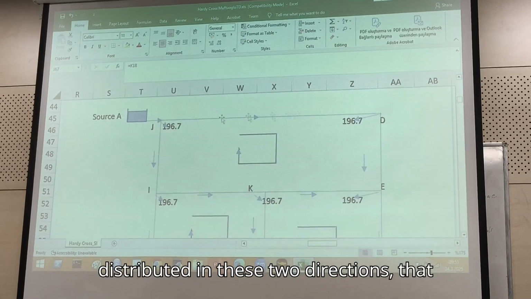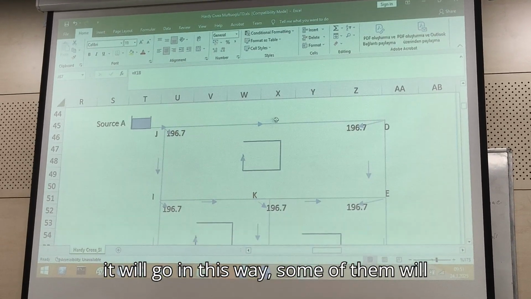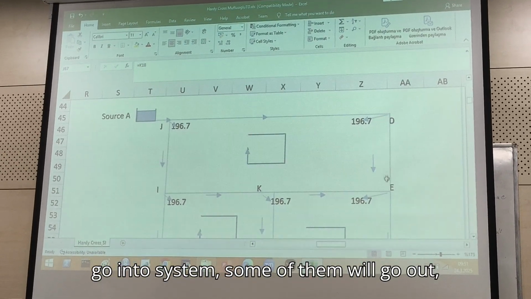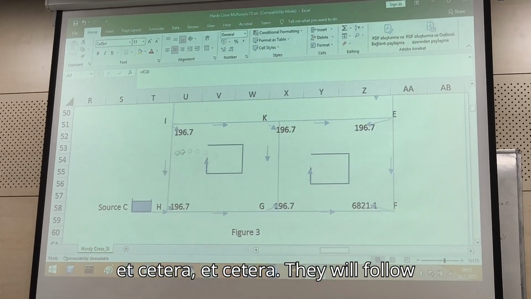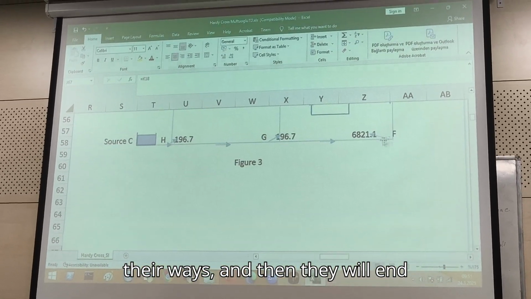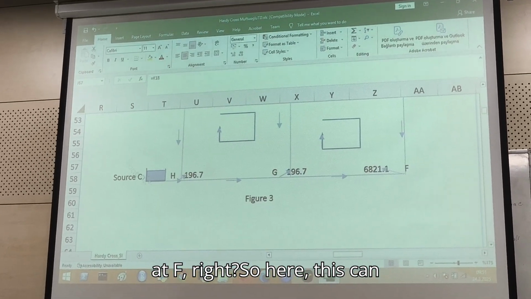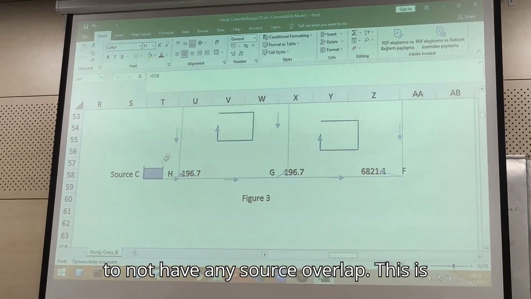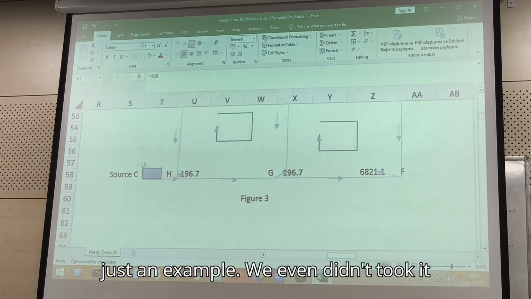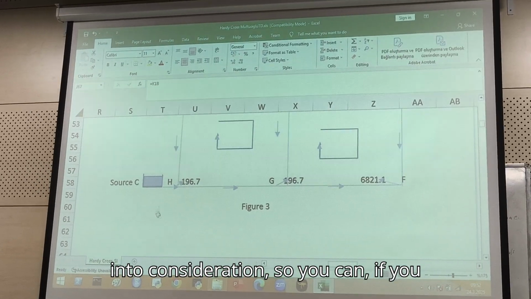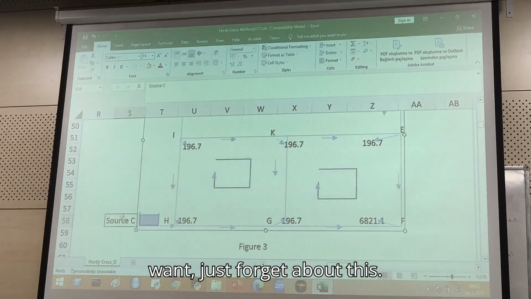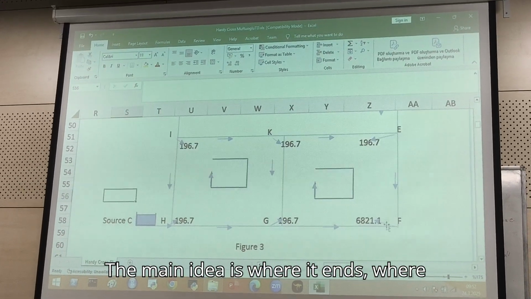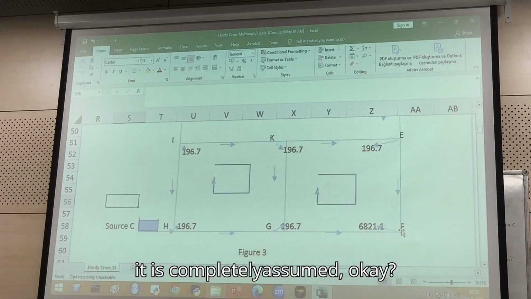So our flow is distributed in these two directions, then it will go this way. Some of it will go into the system, some of it will go out, etc. They will follow their ways, and then they will end at F, right? So here, this can be a source, or it's free to not have any source over here. This is just an example. We didn't even take it into consideration, so if you want, you can just forget about this. The main idea is where it ends, where it is completely consumed, okay?